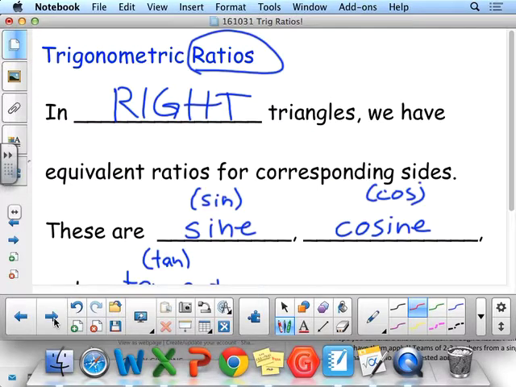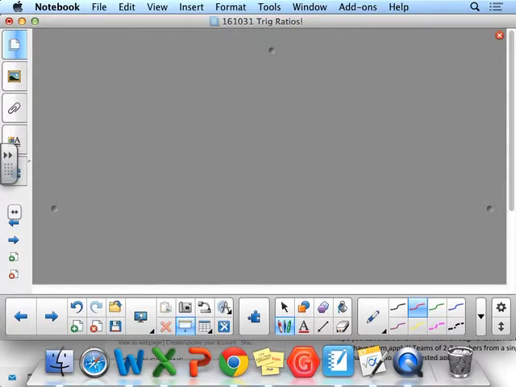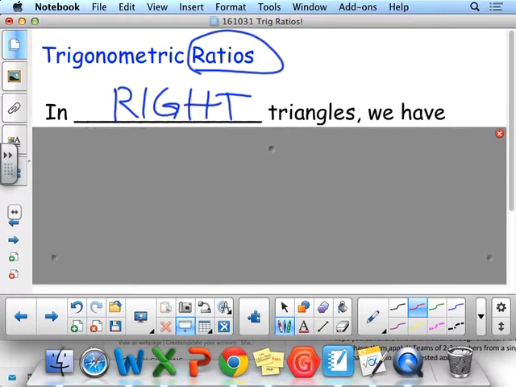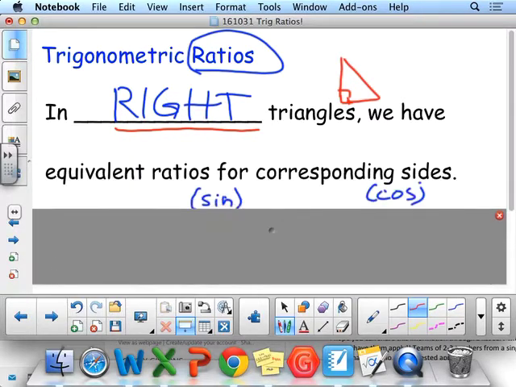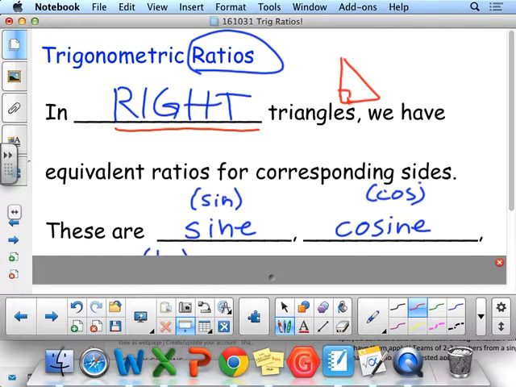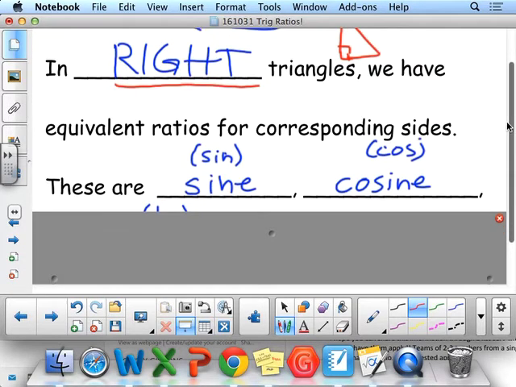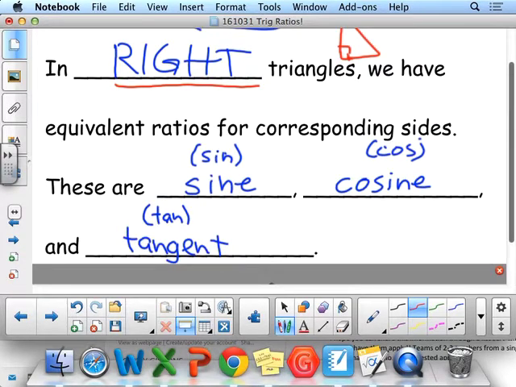So let's dive into these trig ratios. Trigonometric ratios are in only right triangles. This is only true if I have a triangle and a 90-degree angle in the corner. It will never work for any other triangle. When that happens, ooh, sorry, my board's squeaking. When that happens, I have three ratios.